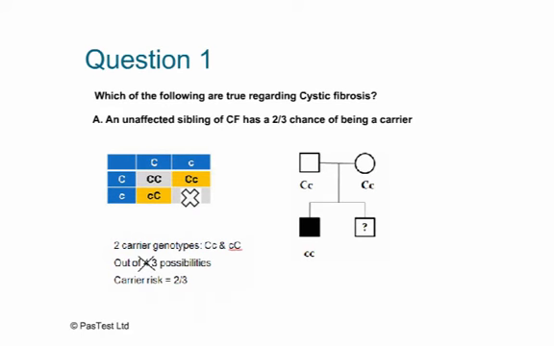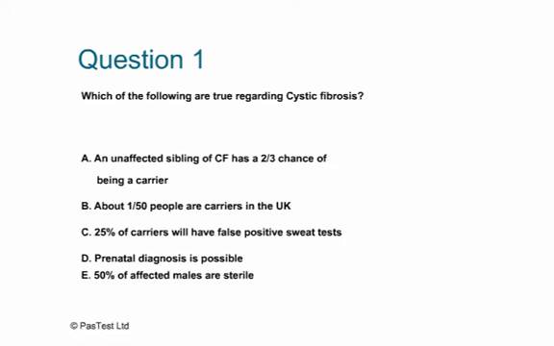The small c possibility is not true because we know the person's unaffected. Therefore, the chance is not 2 out of 4, but 2 out of 3. And so, question 1A is true. So, here's question 1 again. Question 1A is true. Question B is simply a matter of knowledge, and that's false.